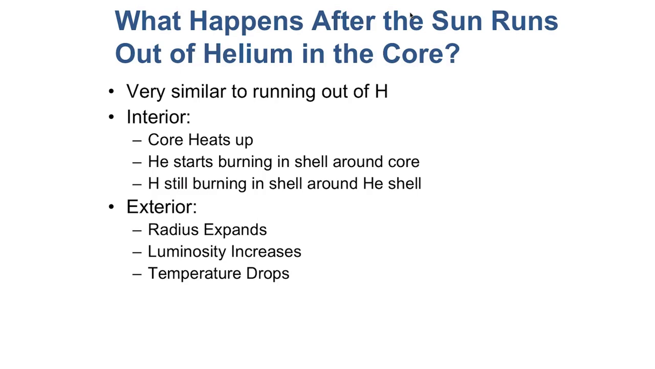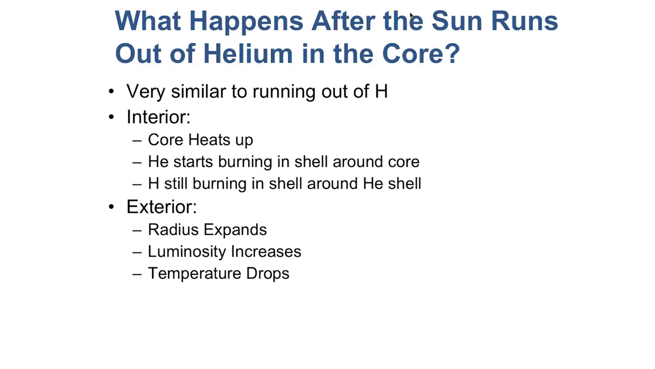We have taken a star to the main sequence and now off of the main sequence, and we have gotten it to be fusing helium in the core. The question now is, what happens after it runs out of helium in the core? Because it will eventually run out of helium in the core. Well, it's very similar to running out of hydrogen.